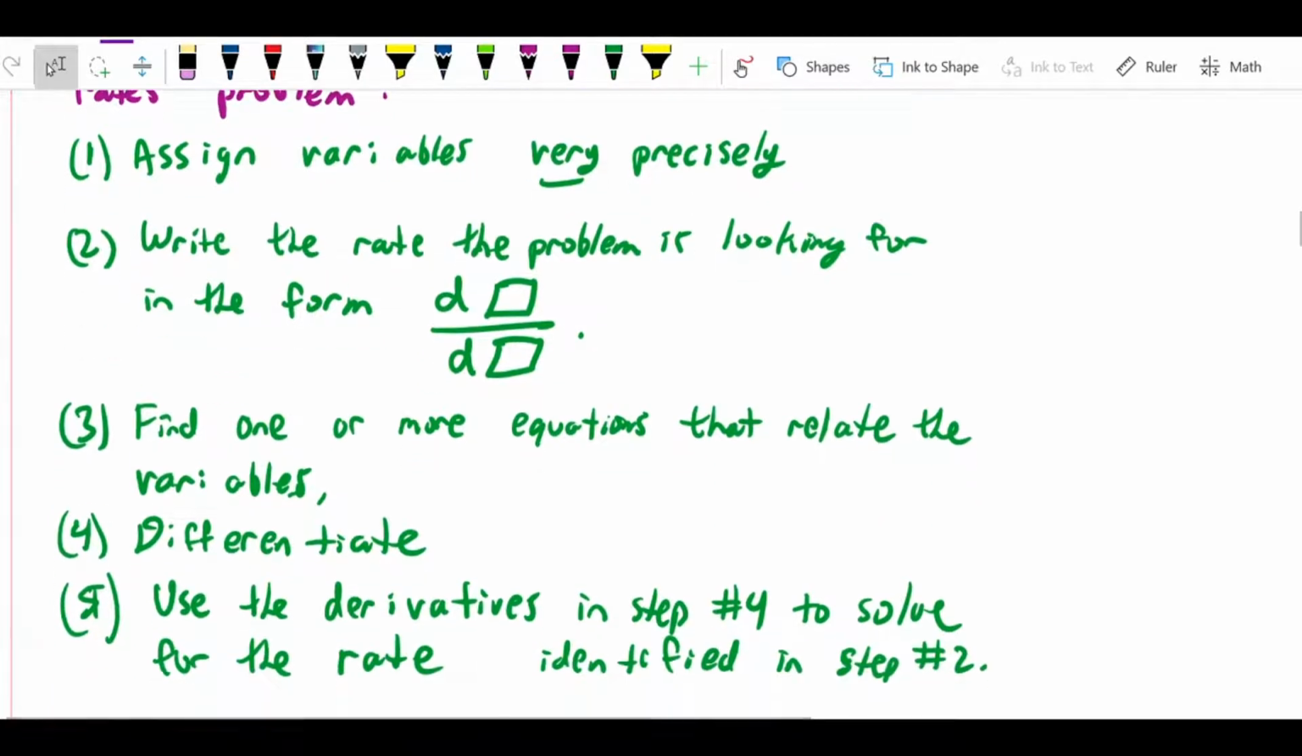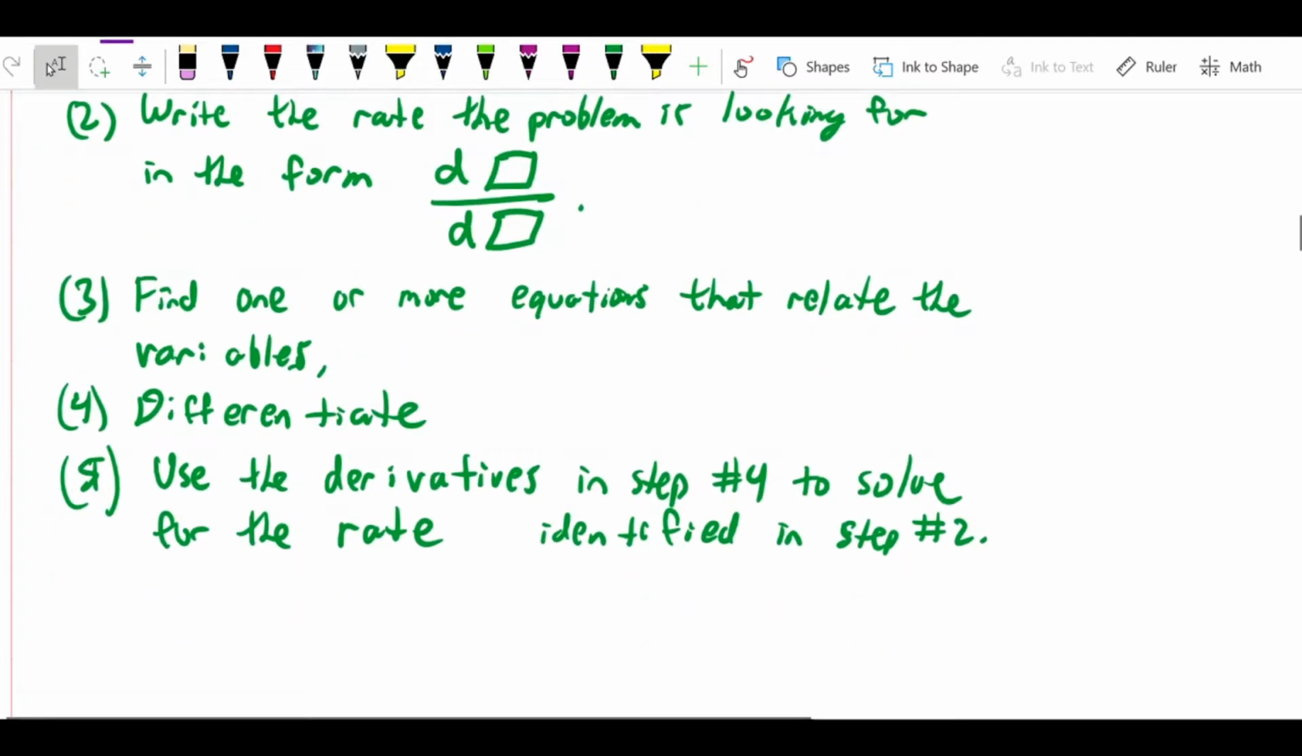Four, since number three is usually going to have algebraic equations, you're going to differentiate, and that will often involve doing something using the chain rule and/or implicit differentiation in order to differentiate the equation that you have. Not always, but often it does. Often it involves implicit differentiation. Sometimes it's just a straight derivative of a function. But you're going to use all the tools you have to differentiate in order to perform step four. And then finally, you're going to use the derivatives that you found in step four to find the rate identified in step two. And then you're done.